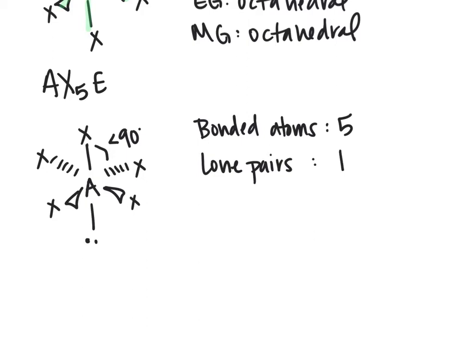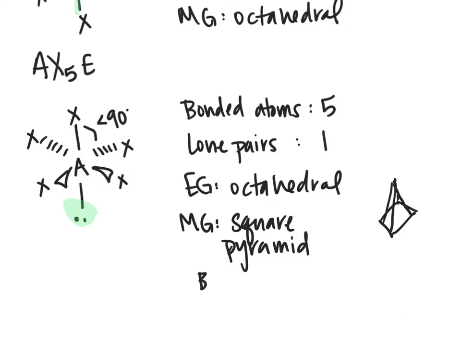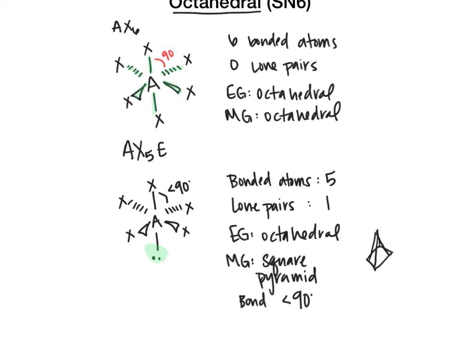Then the electron geometry, because there are 6 things connected to this A, is still going to be octahedral. However, in this case, we cannot observe this lone pair down here. If you were to cover it up, it's going to make it look kind of like we have a square pyramid. And a square pyramid, if you cannot visualize that, is something where I'm not the best artist, as you guys are probably learning. It looks something like this. So the molecular geometry is a square pyramid, and the bond angles are less than 90 degrees. We can see that this is similar to AX6, but in this case, we have one less atom. So let's look at the next one.